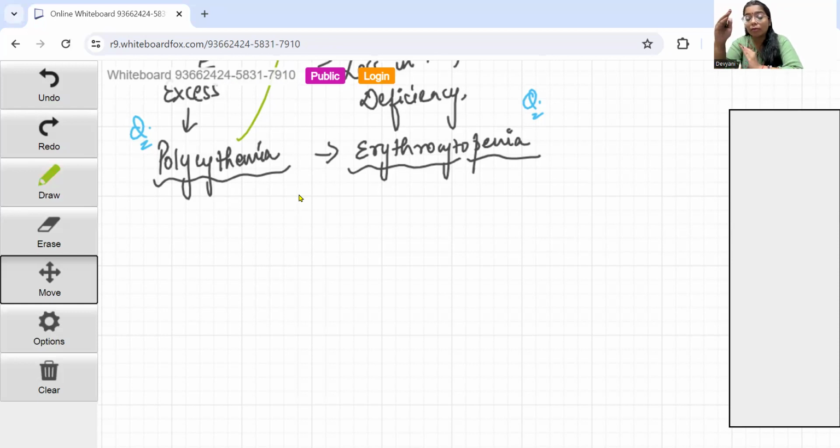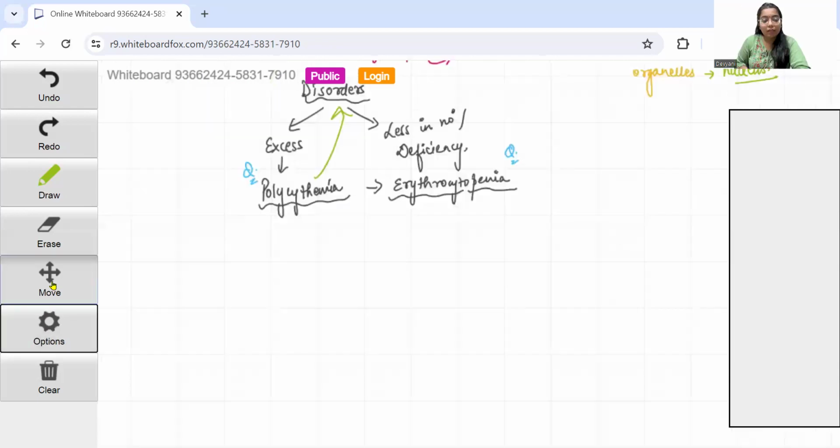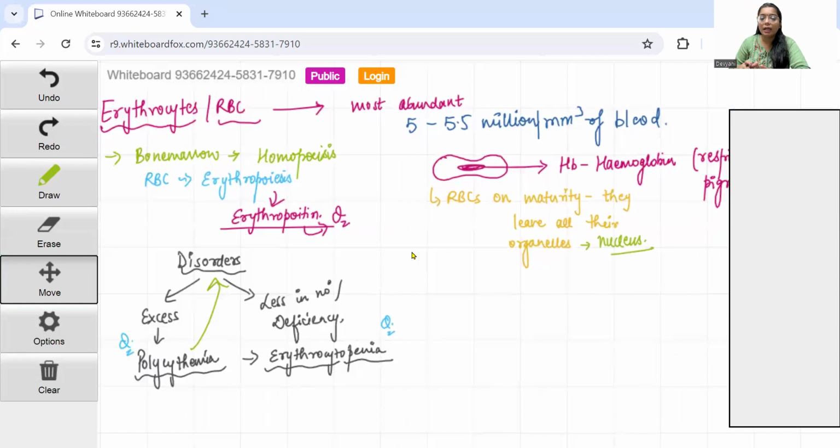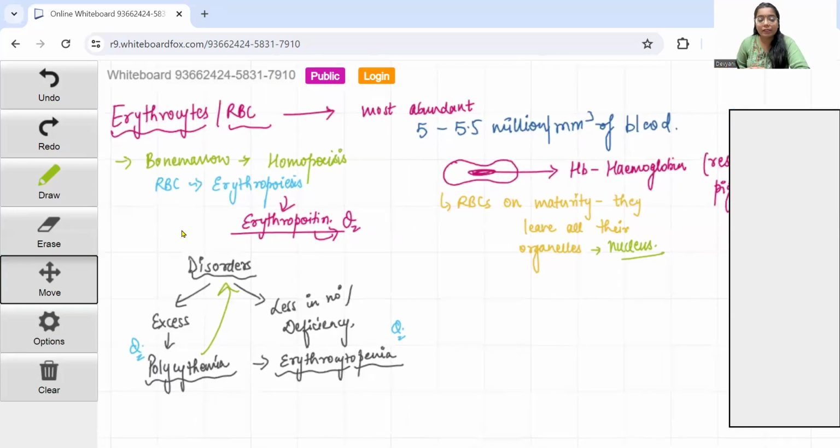So the number of RBCs, even the number of anything in your body, should be in an optimum range. The pH should be in an optimum range. The temperature should be in an optimum range. Not too much, and not too less. So we have to maintain the balance in everything. Like you have to maintain the balance in your study and the fun activities you do. Okay. So I hope whatever we have done till here, it is totally clear to you.